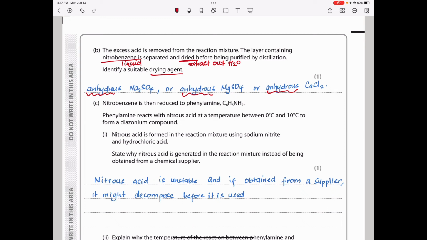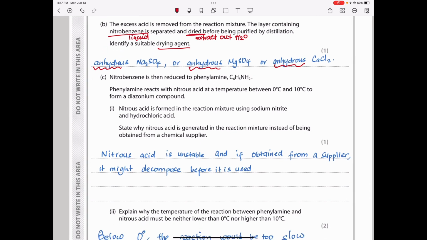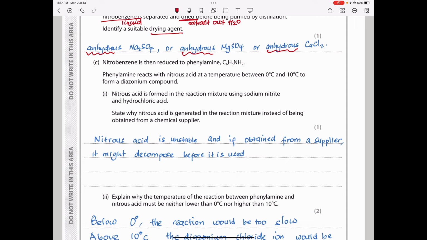Now, you can use anhydrous sodium sulfate, anhydrous magnesium sulfate, as well as anhydrous calcium sulfate in this case, or calcium chloride. Next, nitrobenzene is then reduced to phenylamine. The phenylamine reacts with nitrous acid at a temperature of, of course, 0 to 10 degrees to form a diazonium compound. Nitrous acid is formed in the reaction. This is what I told you. We form nitrous acid in situ by using sodium nitrite and hydrochloric acid.